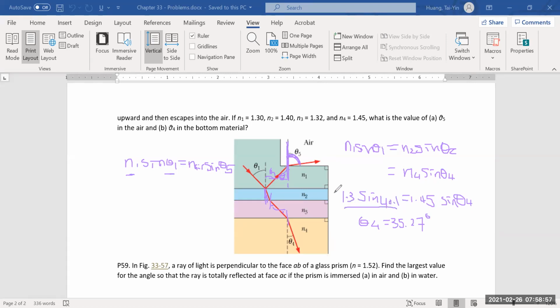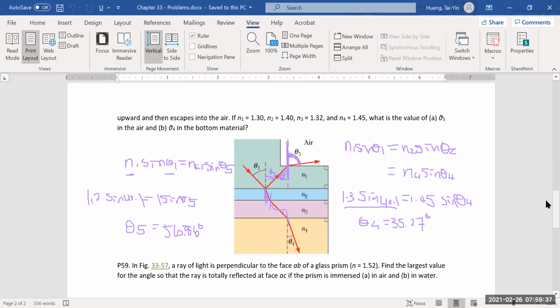So this must be equal to n(air) times sine theta 5. So you have 1.3 sine 40.1, that's equal to n(air), which is 1, and then sine theta 5. So from there, you can calculate your theta 5. You will get a numerical value that should be around 56.86 degrees. Okay, so this is how you tackle problems like that, how you approach this problem.